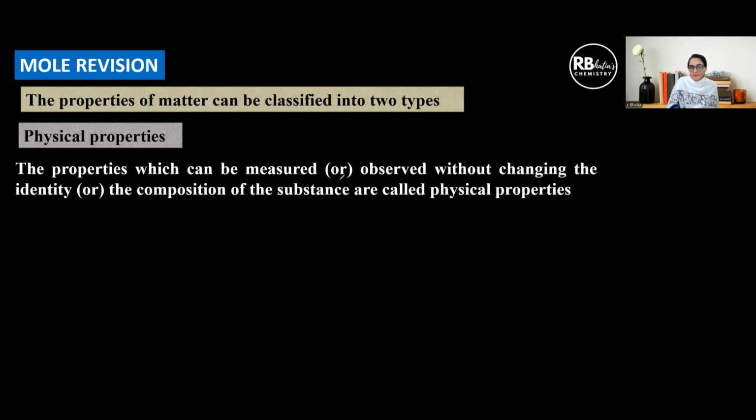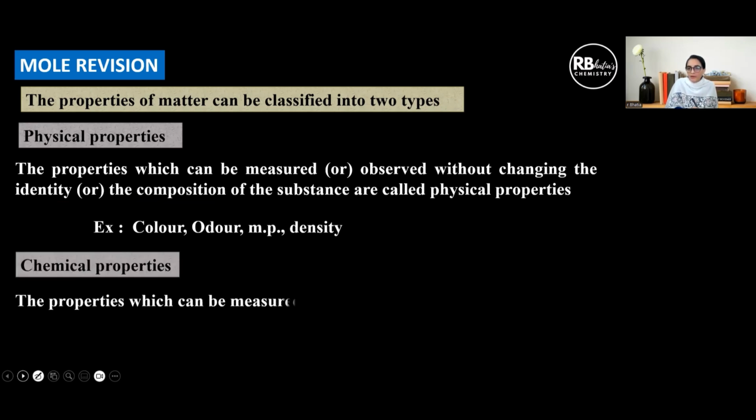Properties which can be measured or observed without changing the identity or the composition of the substance are called physical properties. So, what are physical properties? This is the definition given in NCERT. Properties which can be measured without changing the identity or the composition, without bringing about any chemical change. For example, color, odor, melting point, density, etc.